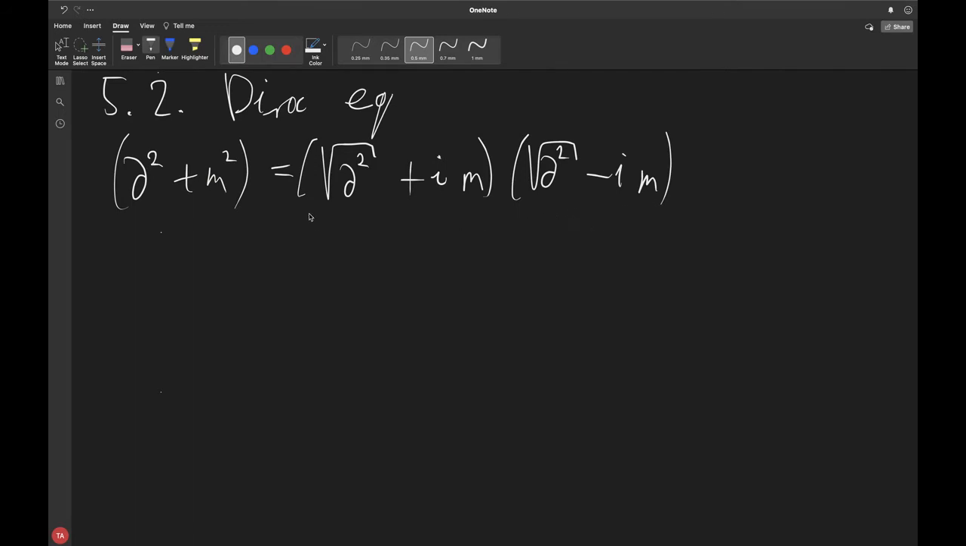As you can see, this is really a weird situation because we don't know what it means to take the square root of a partial differential operator, right? So this is a square root of a partial differential operator.